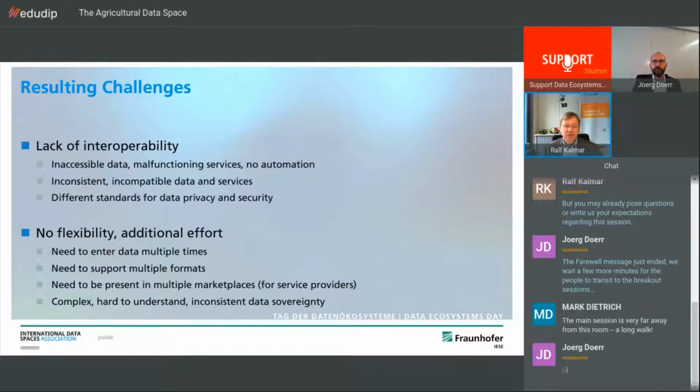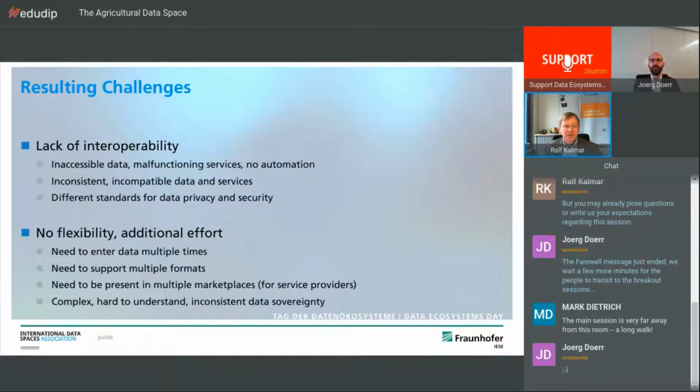This means, for example, also from the viewpoint of a farmer, that data is inaccessible, that things that should work together do not work. And of course, this also hinders automation of processes, both on the business process side, but also on the machine side. We also then get into the problems of data inconsistency and incompatibility of services and data. And last but not least, there are also different standards for how to handle data privacy, security, or data sovereignty.